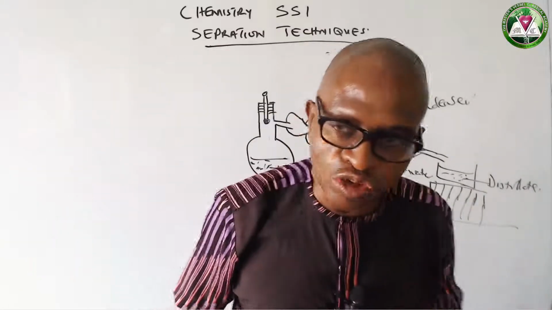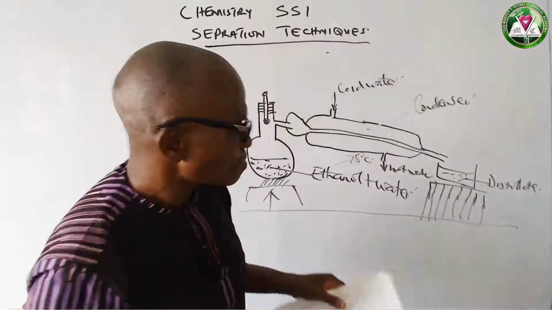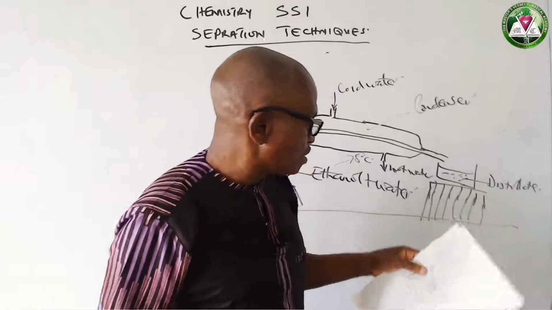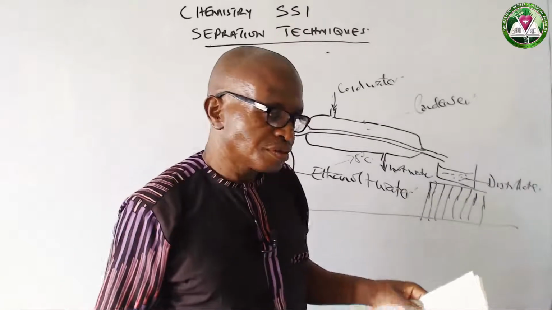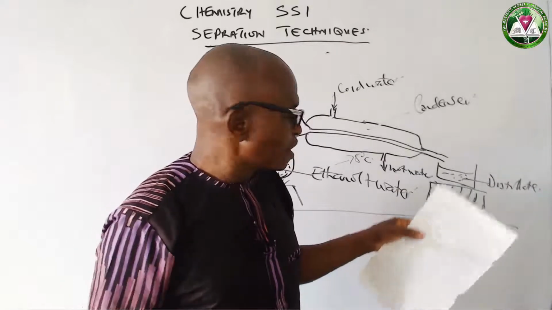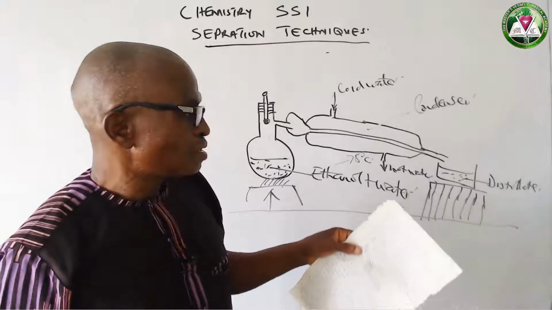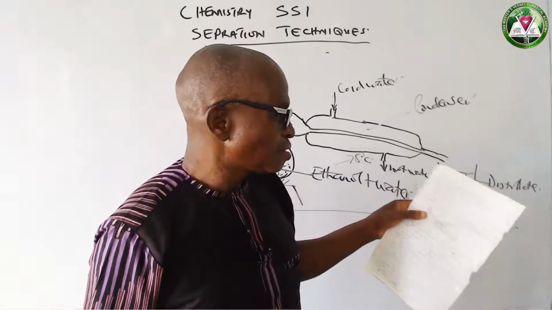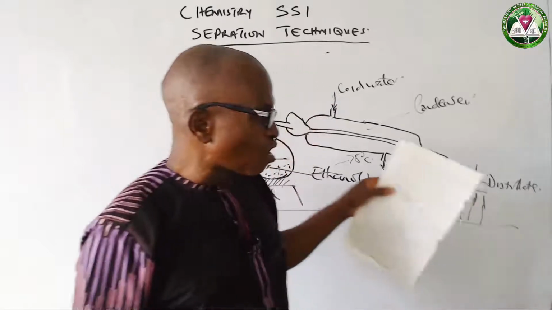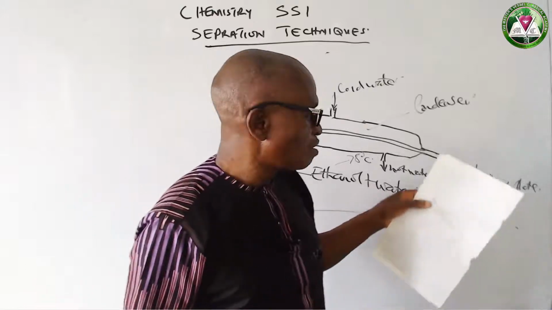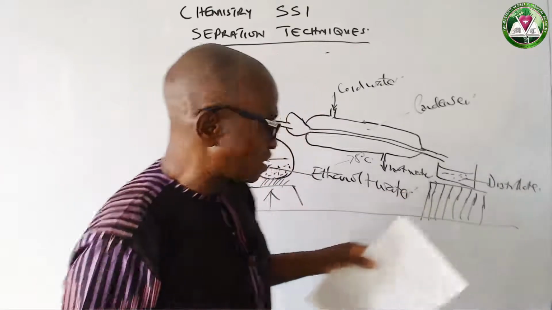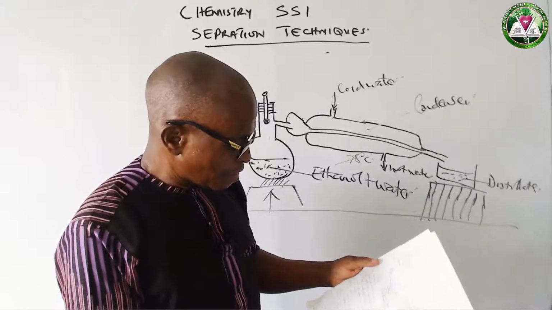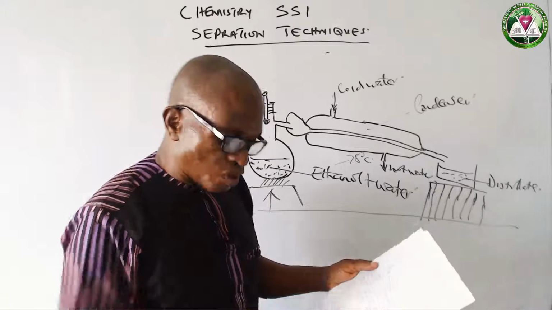Maybe there is need for us to define distillate. Distillate is the condensed vapor from a distillation process. Let me leave the rest; the next part will come later.